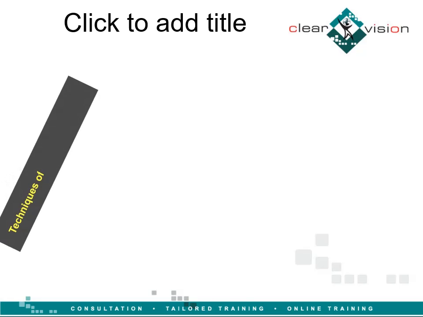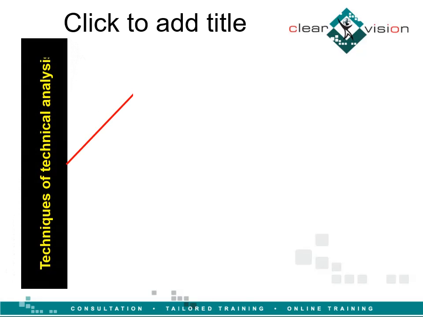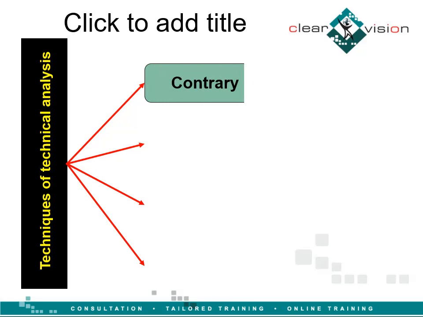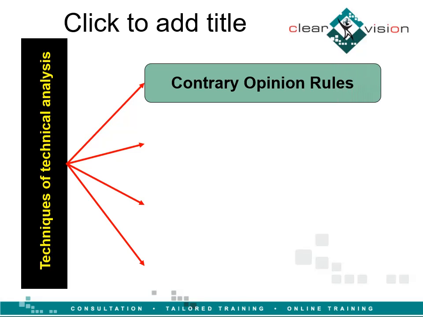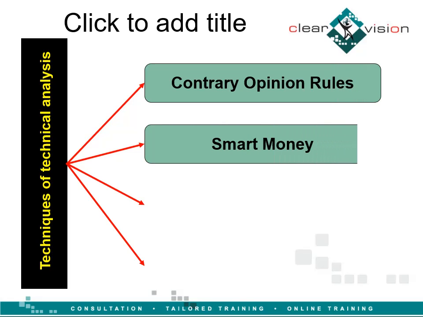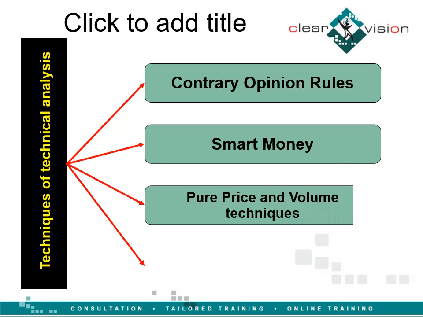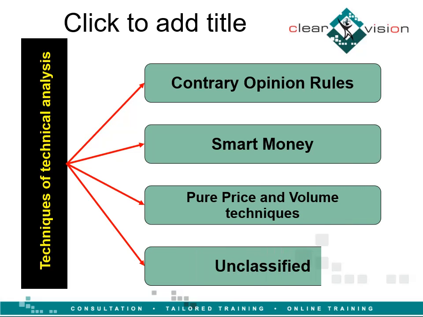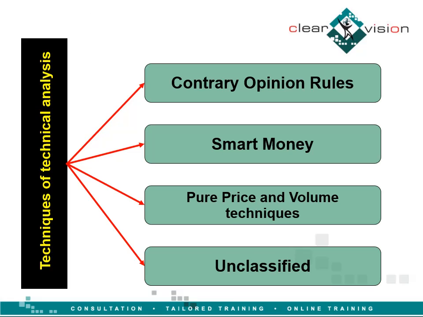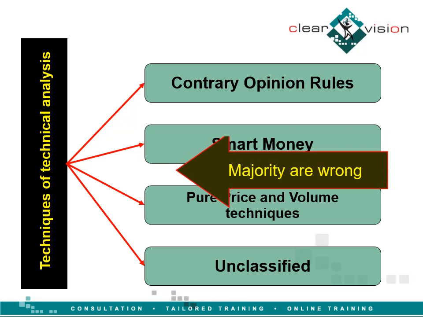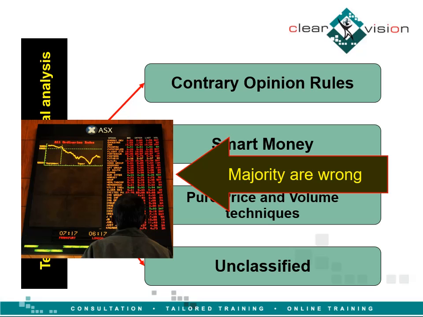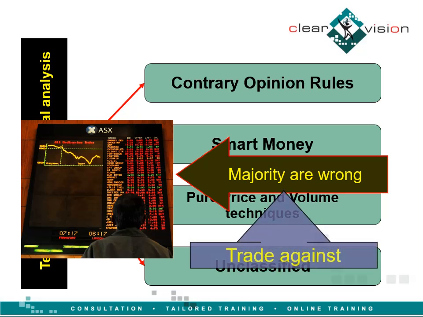There are numerous technical trading rules, which could be divided broadly into 4 major groups: contrary opinion rules, smart money, pure price and volume techniques, and the 4th group is the unclassified group, which contains a range of techniques. Contrary opinion rules techniques assume that the majority of investors are wrong as the market approaches peaks or troughs. So, the concept here is to trade against the direction of the majority of the investors.